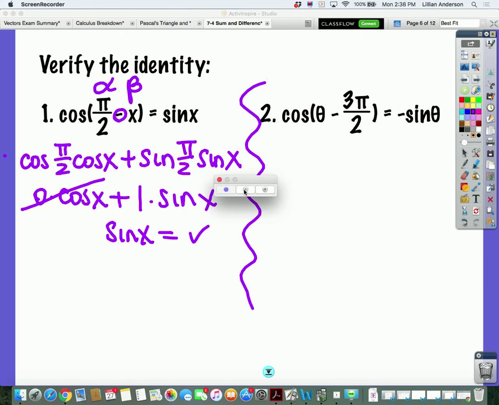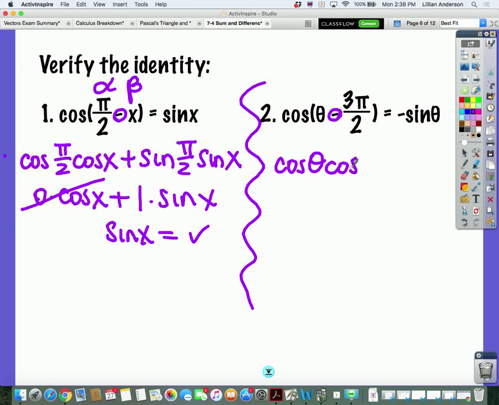It's still a subtraction, so we're going to use the same type of formula. It's still going to be cosine alpha, cosine beta, plus sine alpha, sine beta. Okay? And you plug everything in. So cosine of what? Theta, cosine, just 3 pi over 2. Not the negative. So it's going to be a positive 3 pi over 2. Then this is going to be a plus or minus? Plus. Plus sine theta. Sine 3 pi over 2.